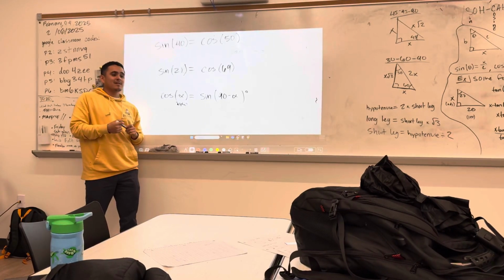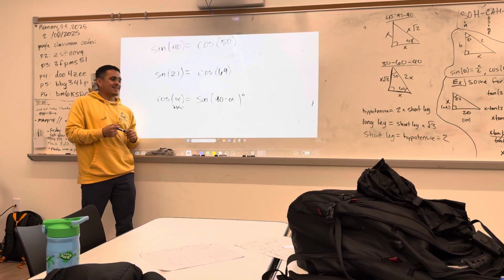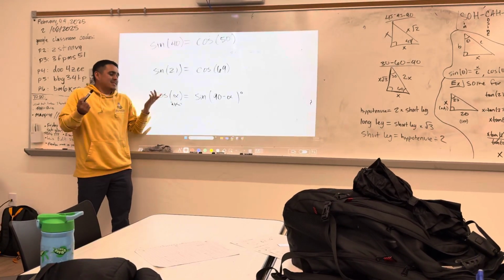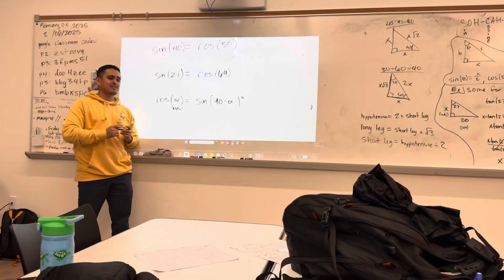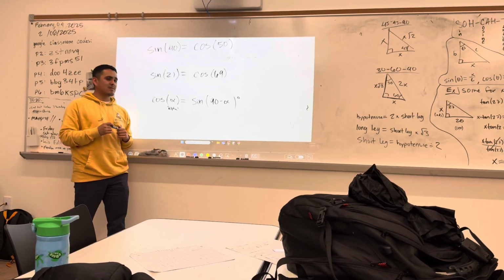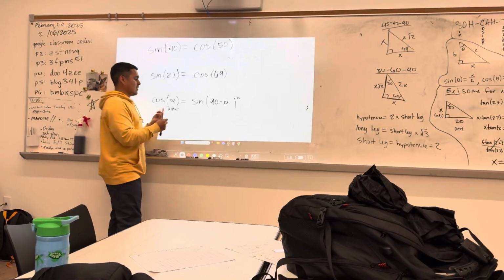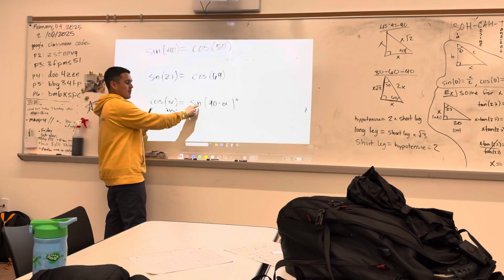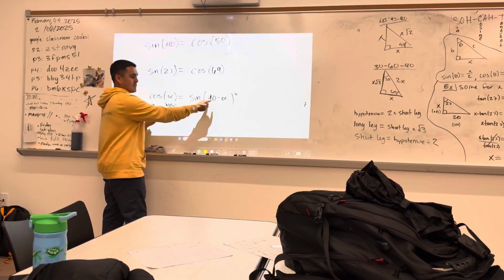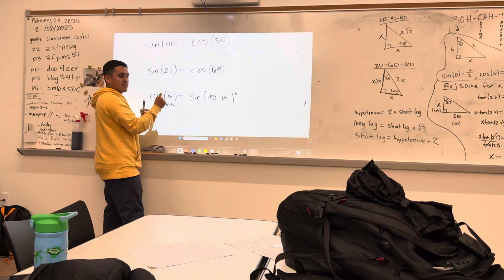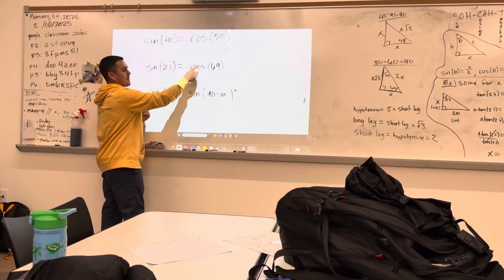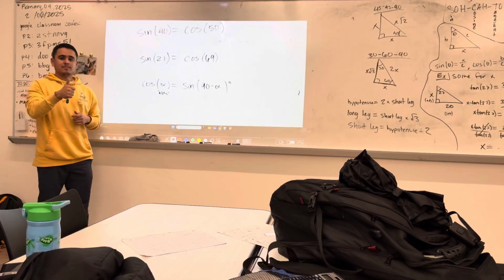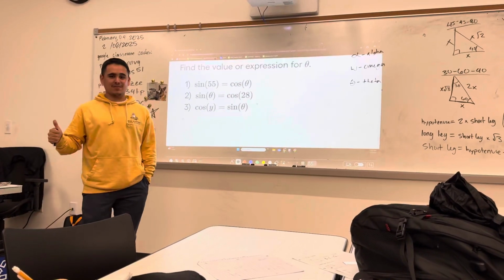Why 90? Because it makes it add up to 90. So we don't know what this is, it's just some ambiguous number. All that has to happen is we know this is some number, and the sine of it is just going to be 90 minus whatever number this is. Same thing over here. This is just 90 minus 21. This is just 90 minus 40.